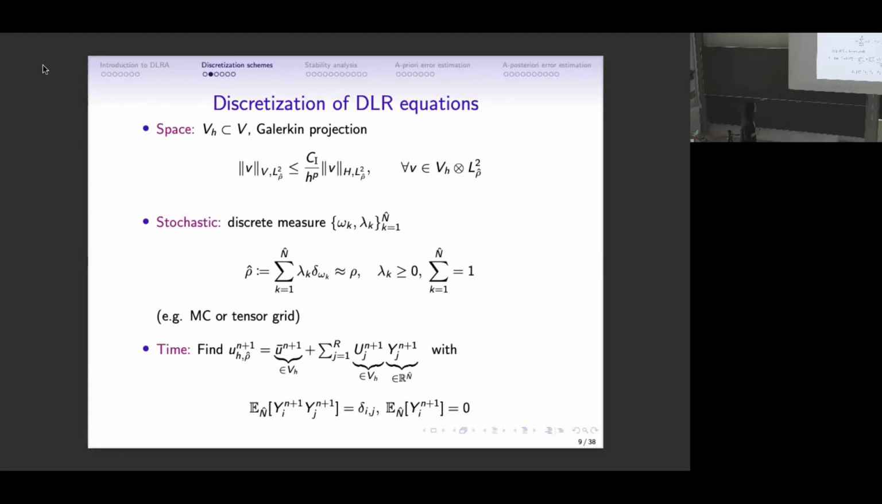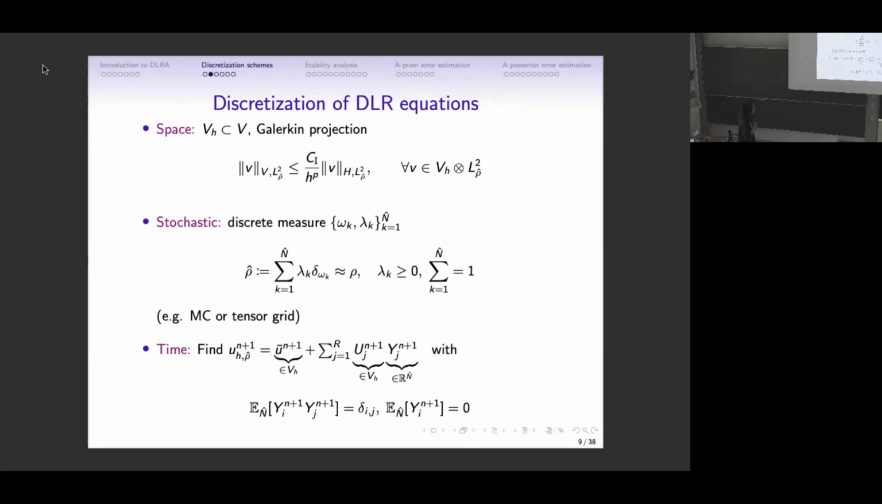Okay. And then stochastic discretization is performed. We use a discrete measure which is given by a finite number of collocation or sample points and weights. We have n hat of them, and these weights need to be non-negative. So basically we work with either Monte Carlo or tensor grids.